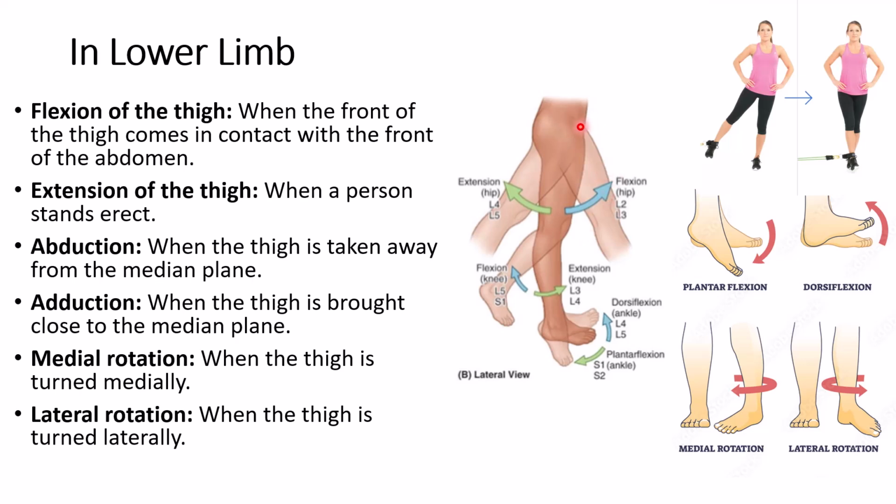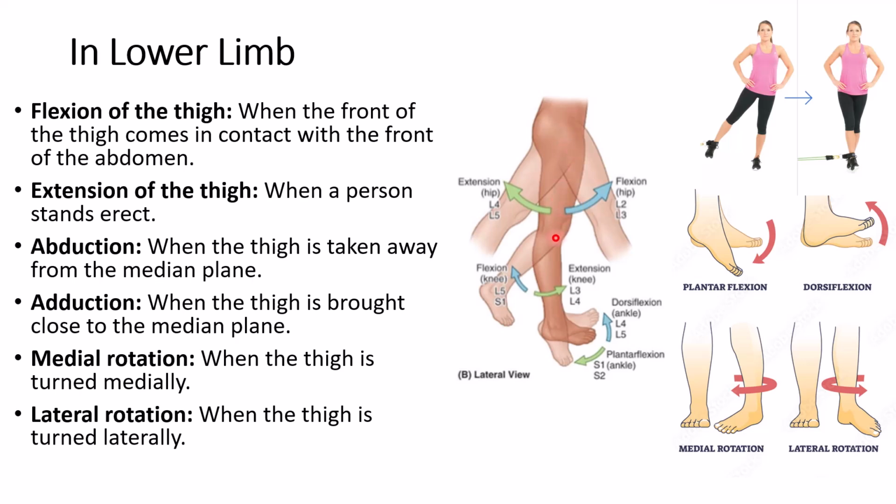Flexion of the thigh. Can you see here? These are the flexors of the thigh at the hip joint. So when the front of the thigh comes in contact with the front of the abdomen, this is called flexion of the thigh. Then the extension of the thigh is when a person stands erect. You can see here when the person is standing erect, this is called extension of the thigh.